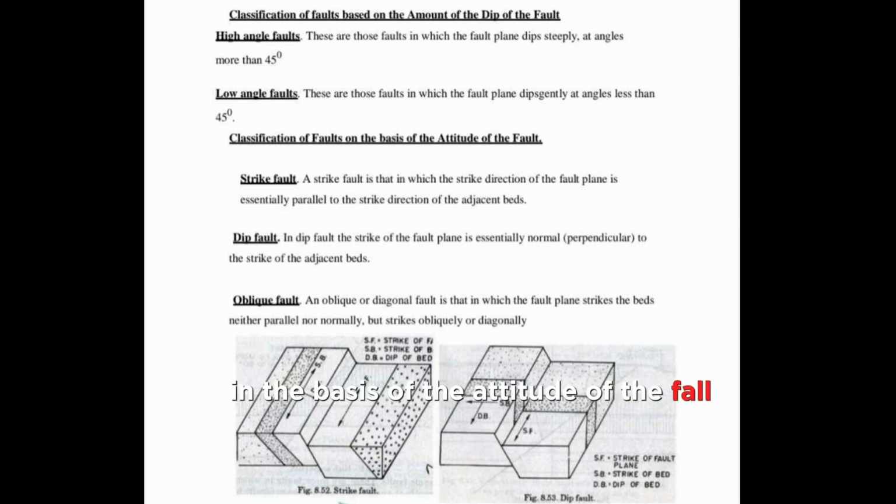Classification of faults on the basis of the attitude of the fault. Strike fault: a strike fault is that in which the strike direction of the fault plane is essentially parallel to the strike direction of the adjacent beds. Dip fault: in a dip fault, the strike of the fault plane is essentially normal to the strike of the adjacent beds. Oblique fault: an oblique or diagonal fault is that in which the fault plane strikes the bed neither parallel nor normally, but strikes obliquely or diagonally.